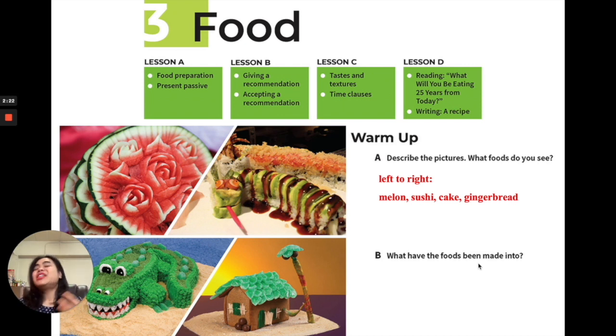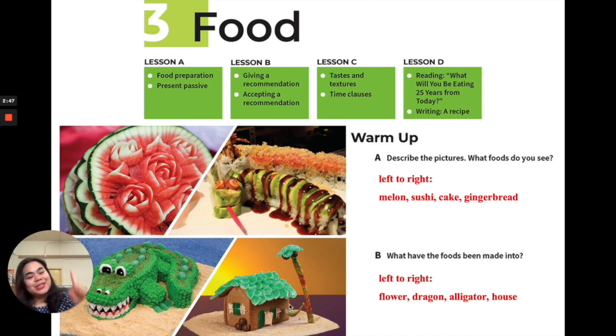So to be made into something means this food has been made into a certain shape, a certain thing that they want the audience to see, okay? Not as a watermelon, but as a flower. Not as a sushi, but made into a dragon. This one made into an alligator. And the last one made into a house, plus a palm tree or coconut tree.